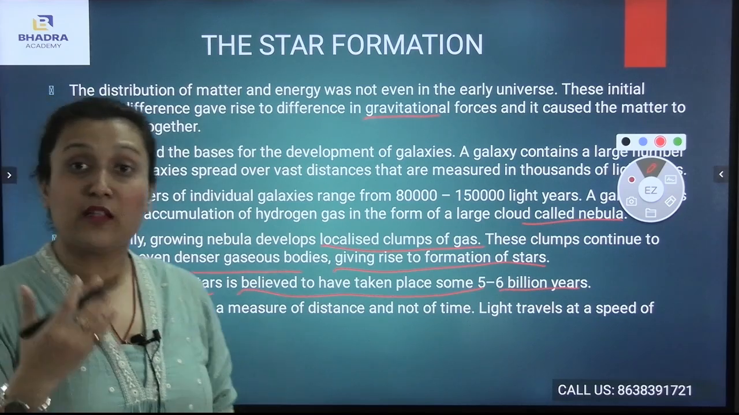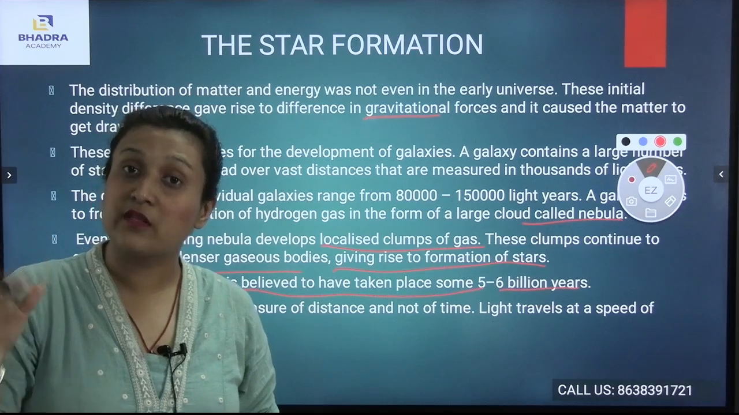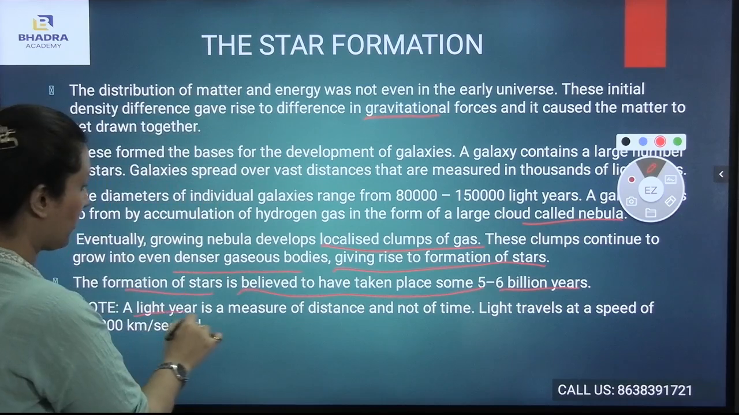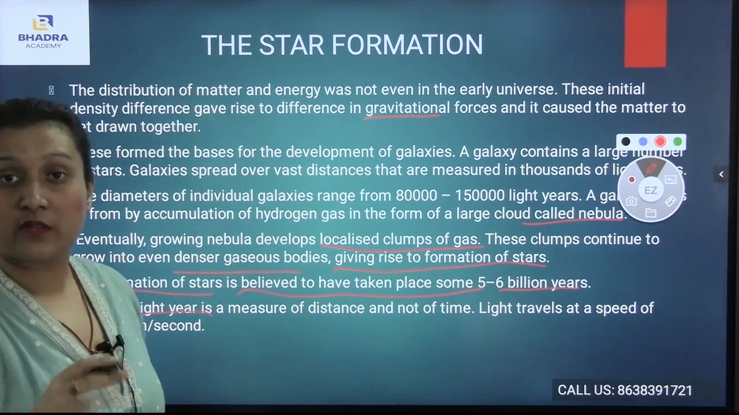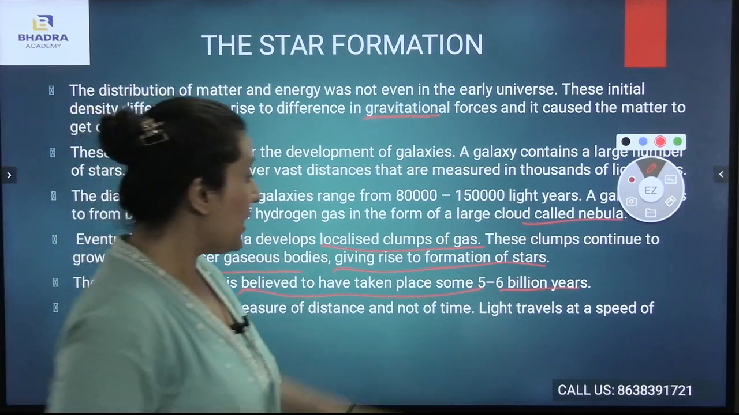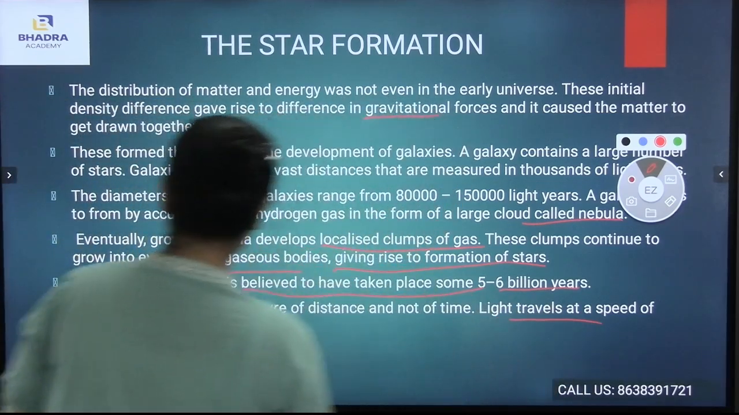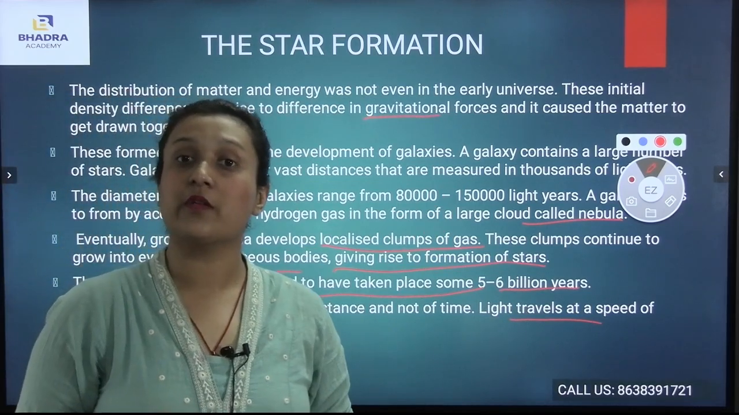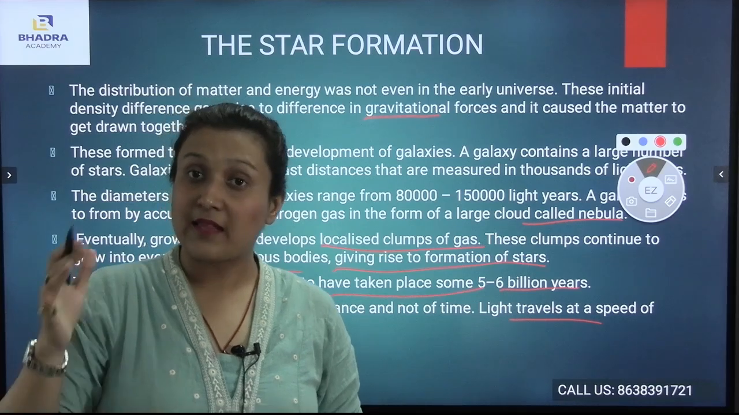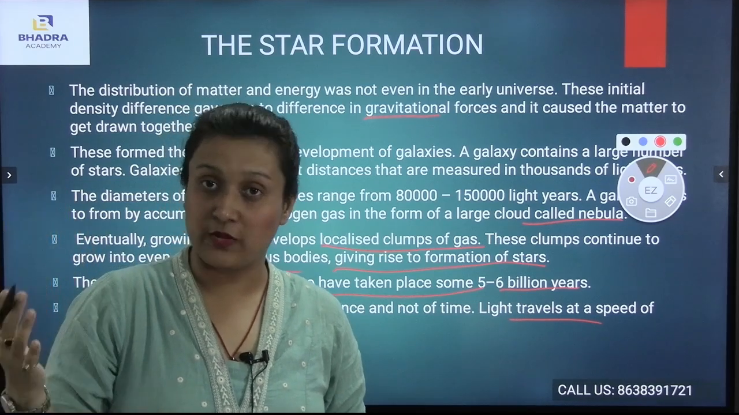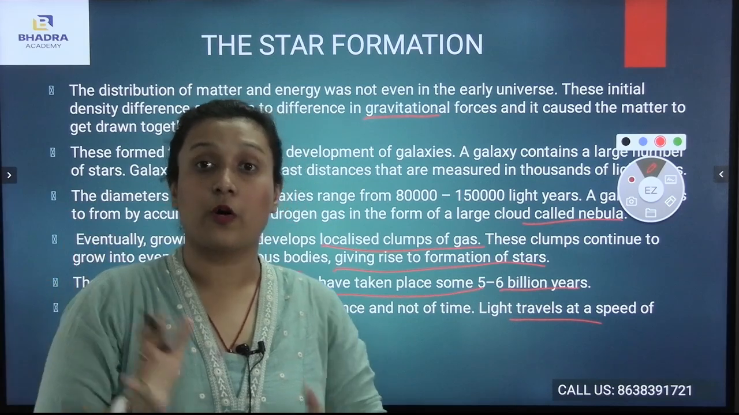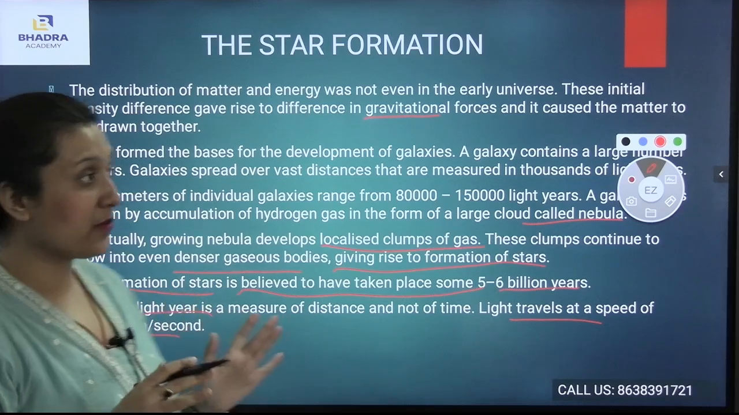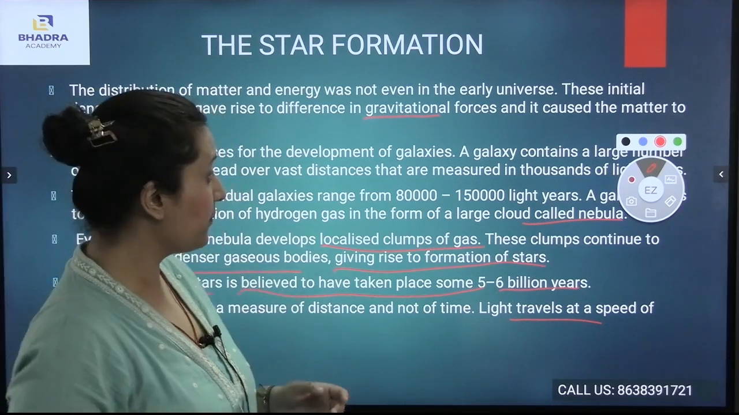Now, in space, if you want to measure the distance between two planets or two galaxies, we use a light year. A light year is a measure of distance and not of time. Also, light travels at a speed of 300,000 km per second, and this is how light years are measured from one planet to another or between two galaxies. I hope you have understood regarding the star formation.